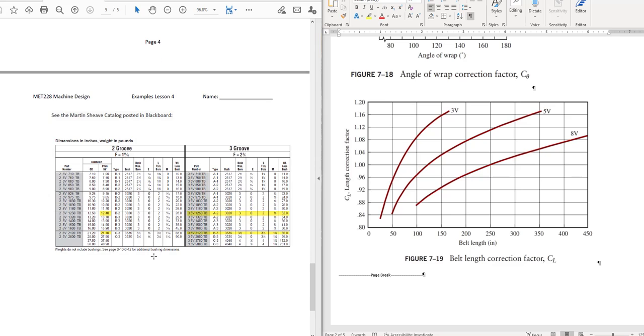I included another handout in the Blackboard material, and that's a sheave catalog from Martin. We can go in there and find a standard 3-groove sheave for our belts, right in the catalog. This is on page 28 if you're so interested. Open up the catalog and see what's available. Okay, so this concludes example 7.2 for lesson 4 in machine design. Thank you.